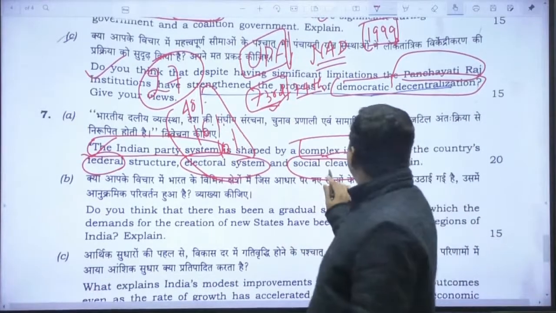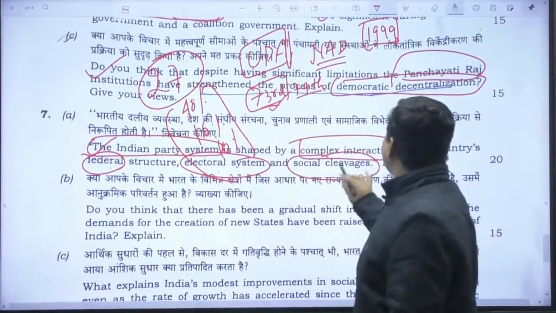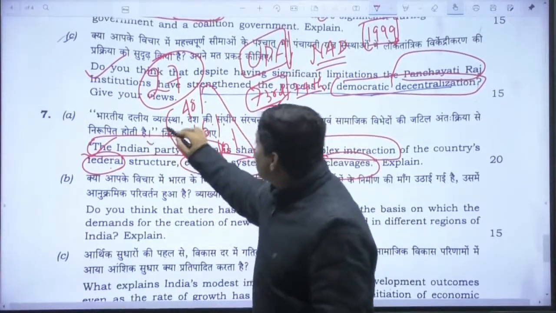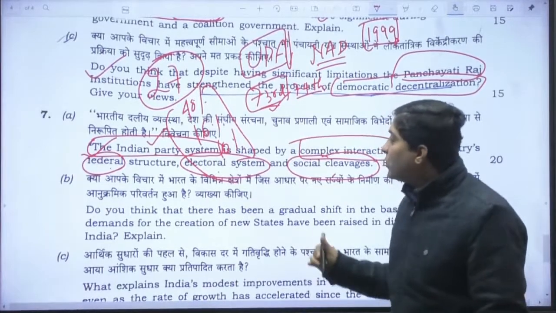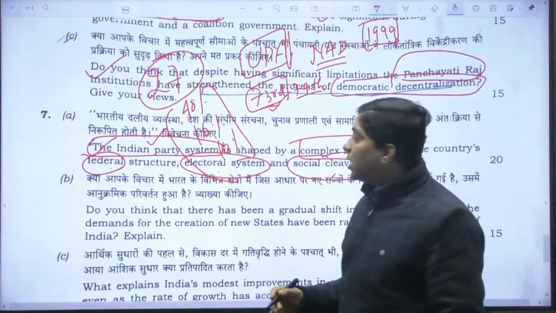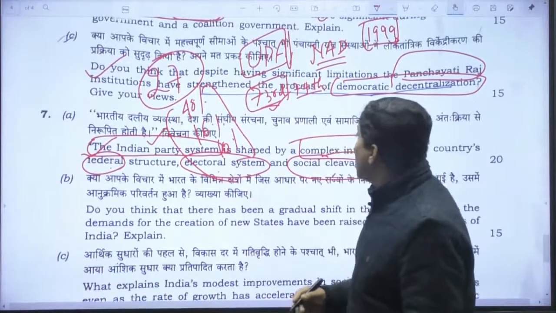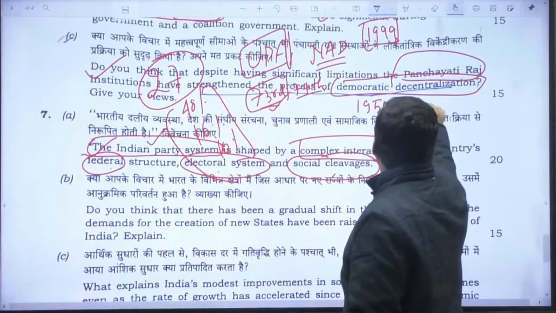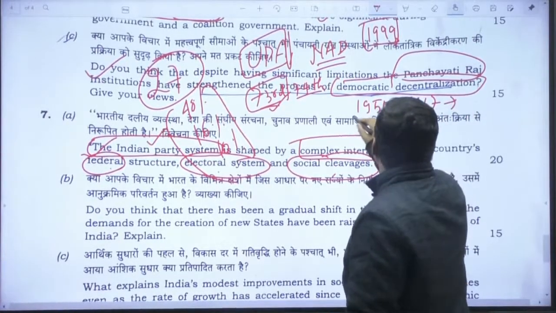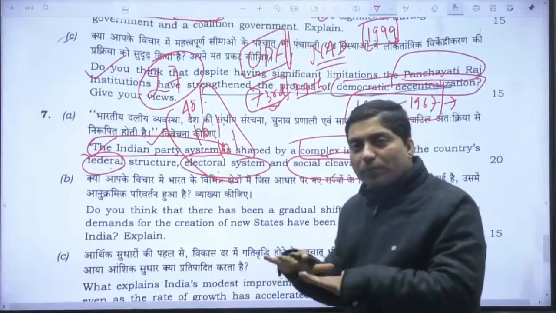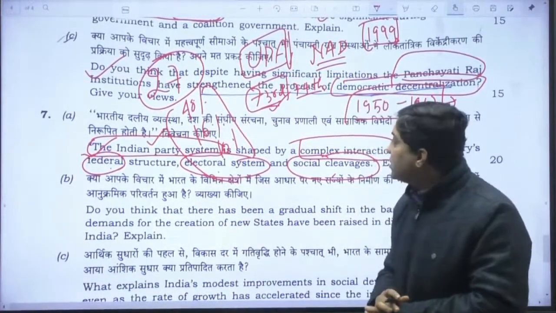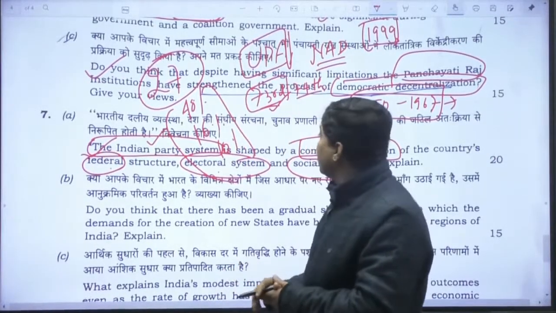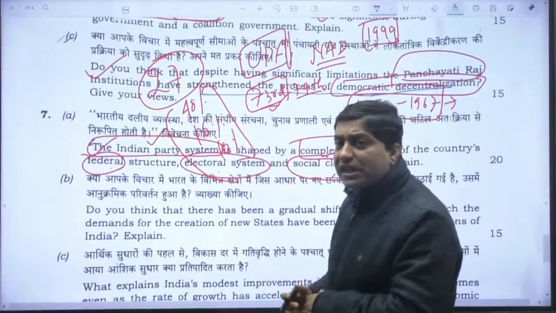So on the basis of this federal, electoral, and social cleavages, you have to answer the Indian party system that evolved in the last 70 years in India. Now if you look at 1950 to 1967, which is called the one party dominance period, the Congress dominated the entire scenario of the Indian party system. It was a one party system, as Rajni Kothari has put it.